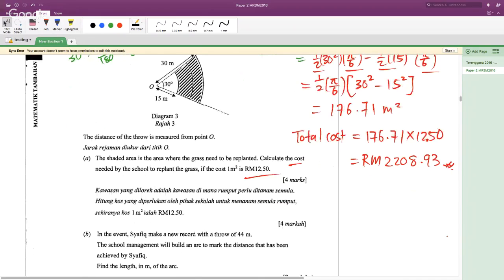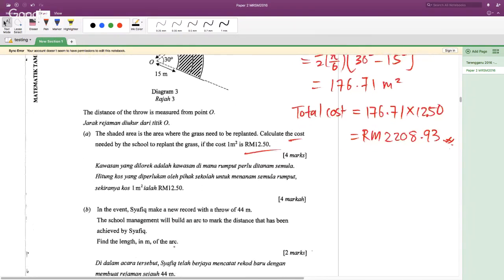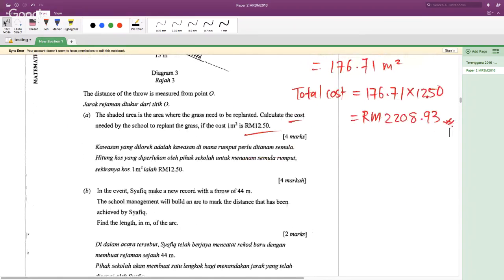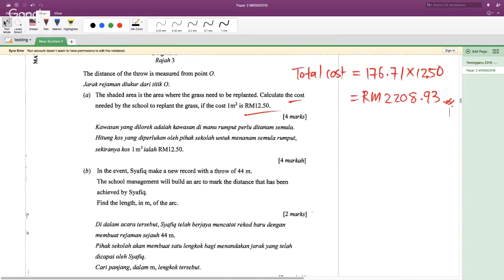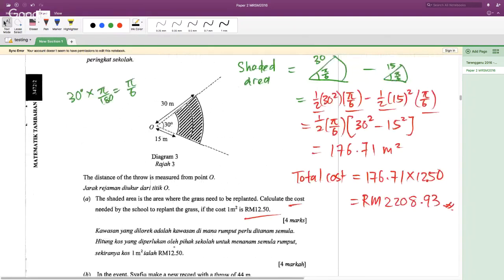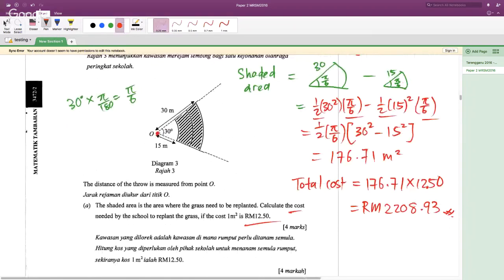Okay, in the event, Sharif makes a new record with a throw of 44 meters. The school management will build an arch to mark the distance achieved by Shafi. So find the length in meters of the arc. Basically what the question says is, the person is standing here, he's going to throw up to 44 meters. So you have a new arc length over here, and you need to find it.